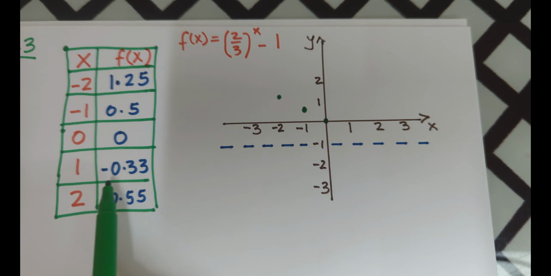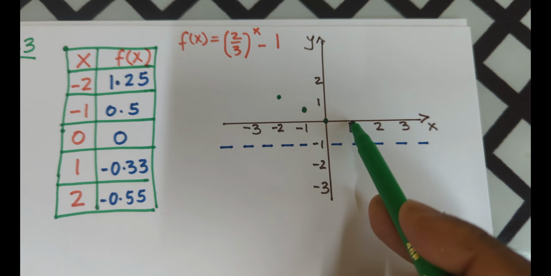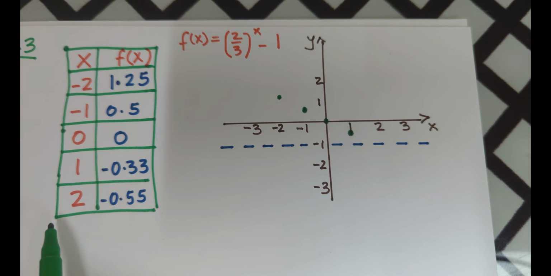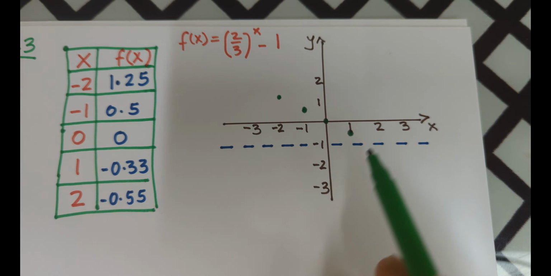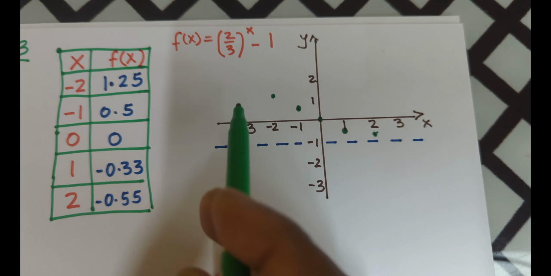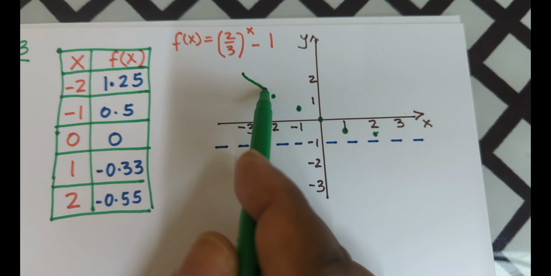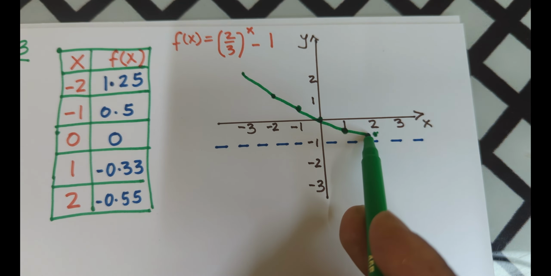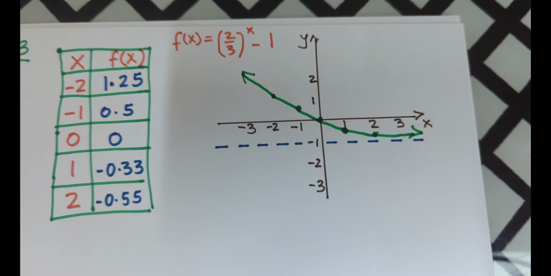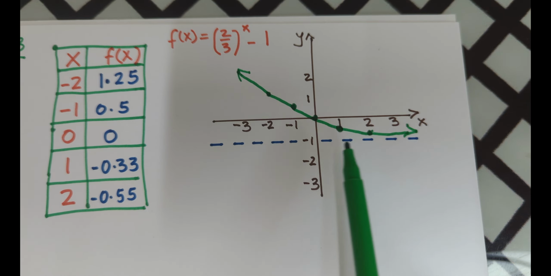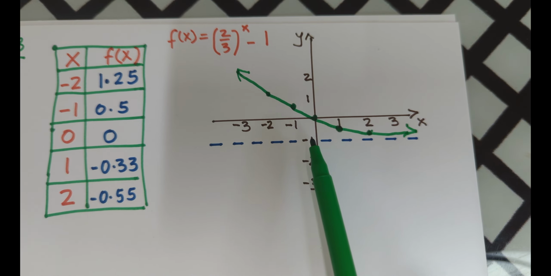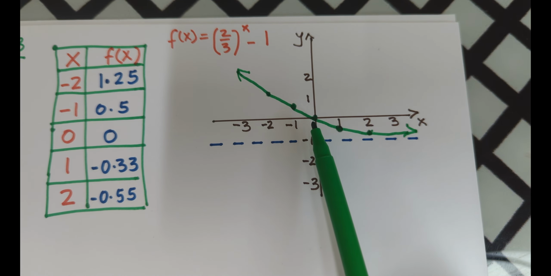When x is 1, y is negative 0.33. So 1 and negative 0.33, let's say somewhere there. And when x is 2, y is negative 0.55. Let's say somewhere there. And we can plot our graph. It will be something similar to this, and we can put our arrows. We know that our graph does not touch the asymptote. So our y asymptote is y is negative 1, and our x intercept is (0, 0).